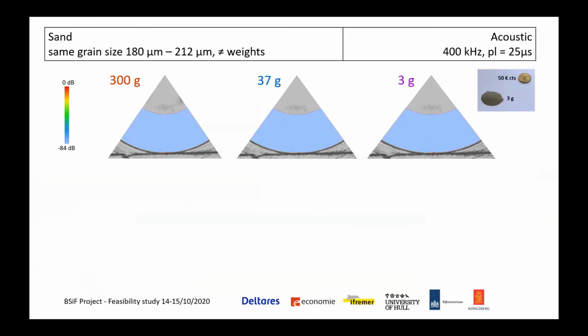These are 3 echograms showing you the sand, the same sand grain size, passing through the water column, different weight of sand, but with more or less the same diameter. And what is really impressive is that here you have 3 grams of sand passing through the water column. You catch it perfectly, so you can extract it and make some statistics on that.